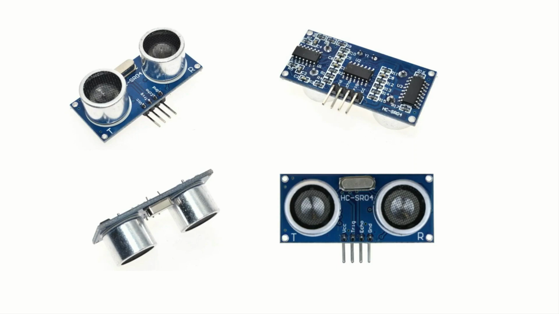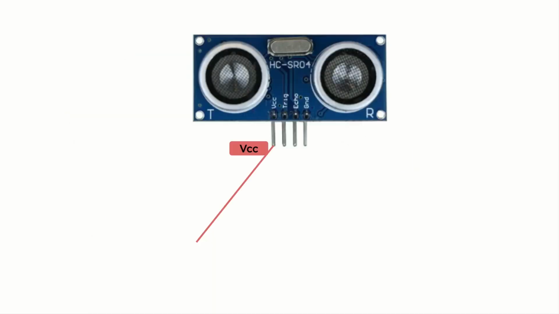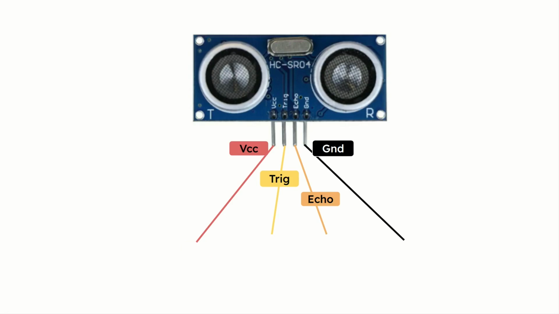This sensor consists of a transmitter, a receiver, and an electronic processing chip. It operates at a frequency of 40 kHz. It can measure distances ranging from 2 cm to 40 meters. Its ranging accuracy can reach up to 3 mm. It has 4 pins: VCC, trigger, echo, and ground.